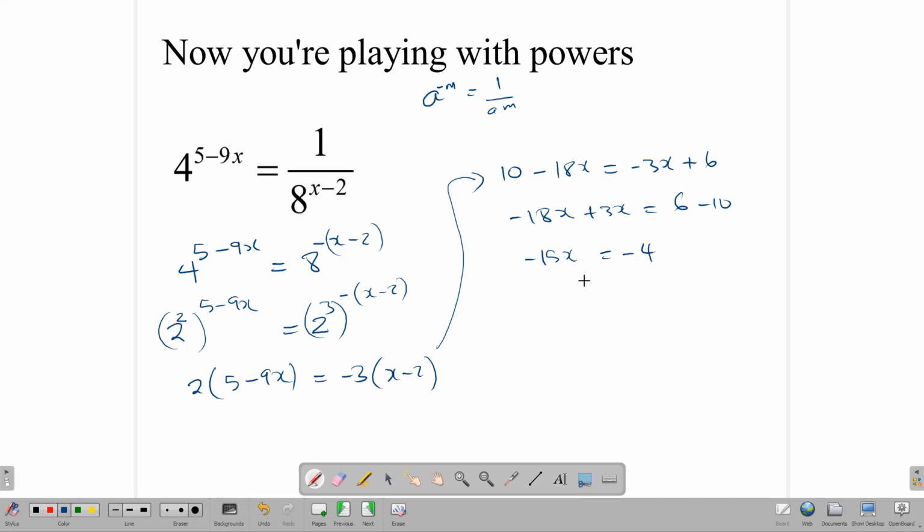And dividing both sides by negative 15, we end up with x is equal to 4 over 15. And that's our solution there. So it took a little bit more work, but the idea is the same. Write both in the same base, equate the powers, and solve.